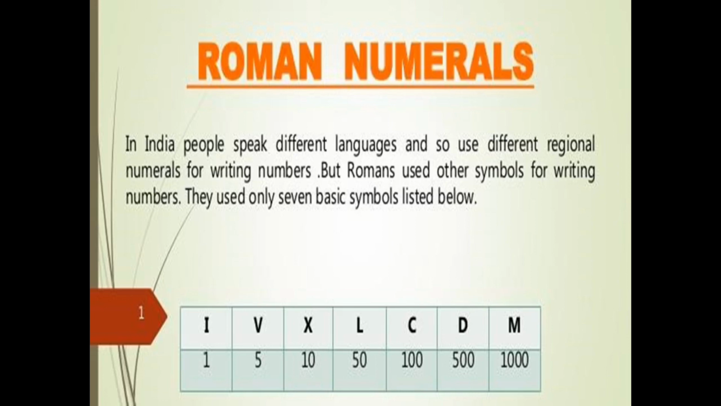For 1, they used I. For 5, they used V. For 10, they used X. For 50, L. For 100, C. For 500, D. And for 1000, they used M. Hopefully it is clear to you.